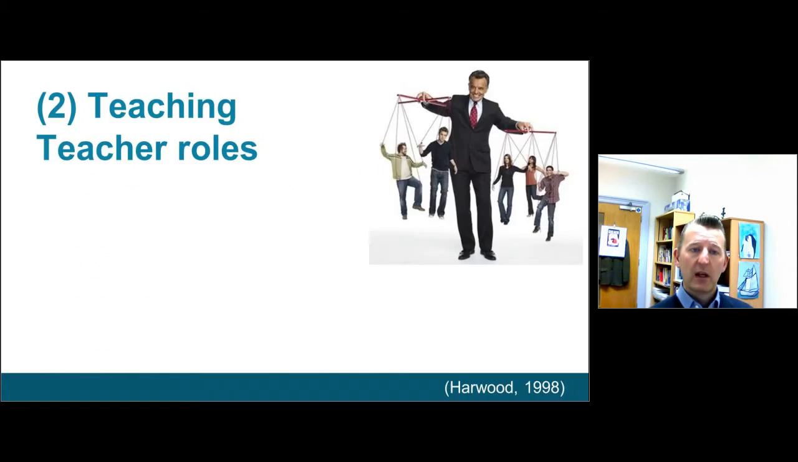So the second thing you need to think about is what you're going to do as a teacher during this debate. Now the worst debates are where the teacher is essentially being the puppeteer. They give the children so much guidance and they control what they do to such an extent that it is essentially children rehearsing lines given them by the teacher. So we want to avoid that. And Doug Harwood gives us a number of different roles that we can adopt in the classroom that fall short of this kind of controlling everything that's going on.